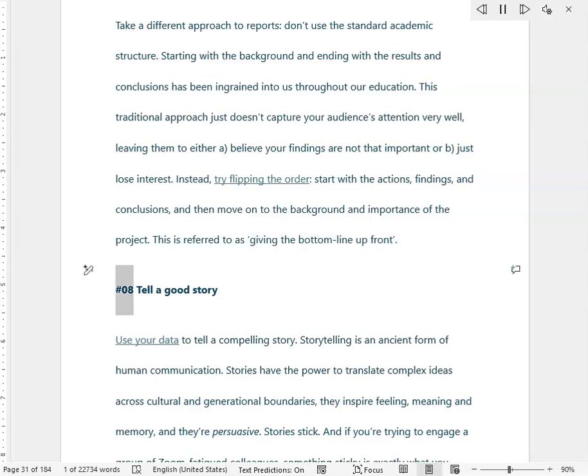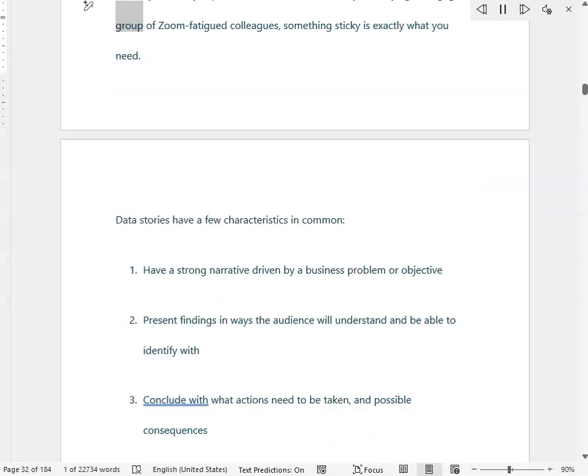Number 08. Tell a good story. Use your data to tell a compelling story. Storytelling is an ancient form of human communication. Stories have the power to translate complex ideas across cultural and generational boundaries. They inspire feeling, meaning, and memory, and they're persuasive. Stories stick. And if you're trying to engage a group of Zoom-fatigued colleagues, something sticky is exactly what you need.